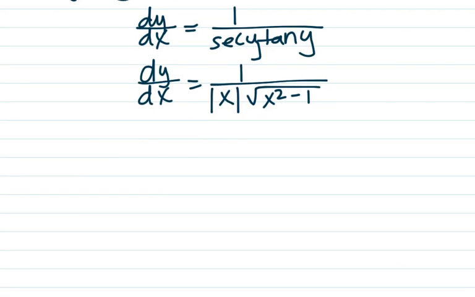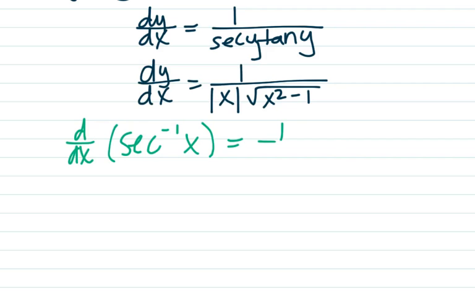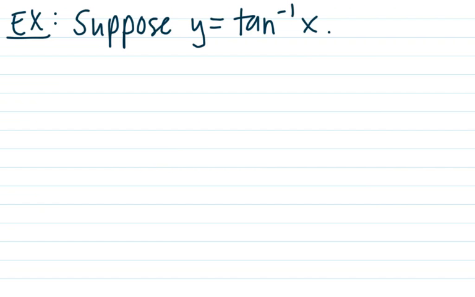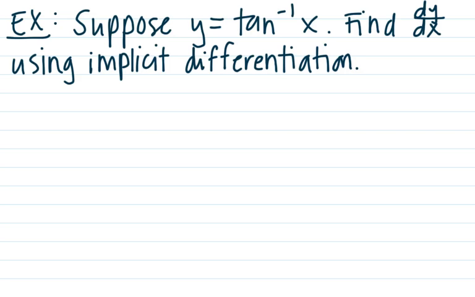Alright, so the derivative of the inverse secant function is going to be 1 over the absolute value of x times the square root of x squared minus 1. So there's our second rule we have now derived. We have one more to go. So the last one we're going to look at and derive ourselves is the inverse tangent function.